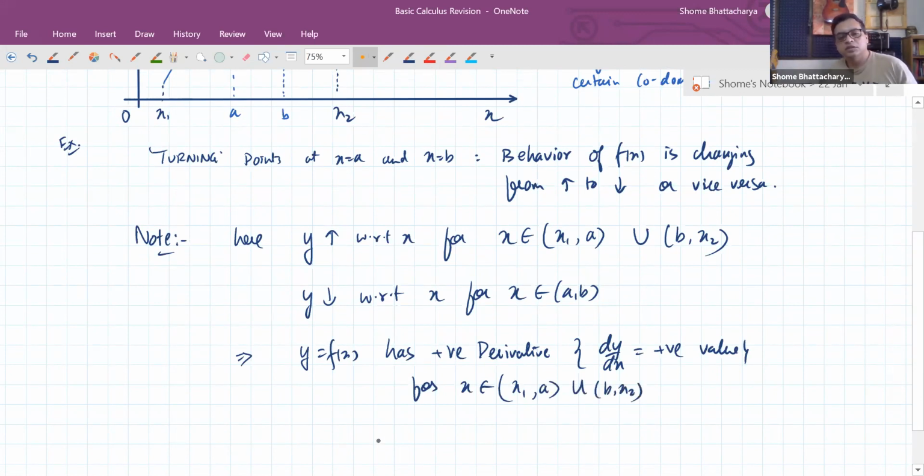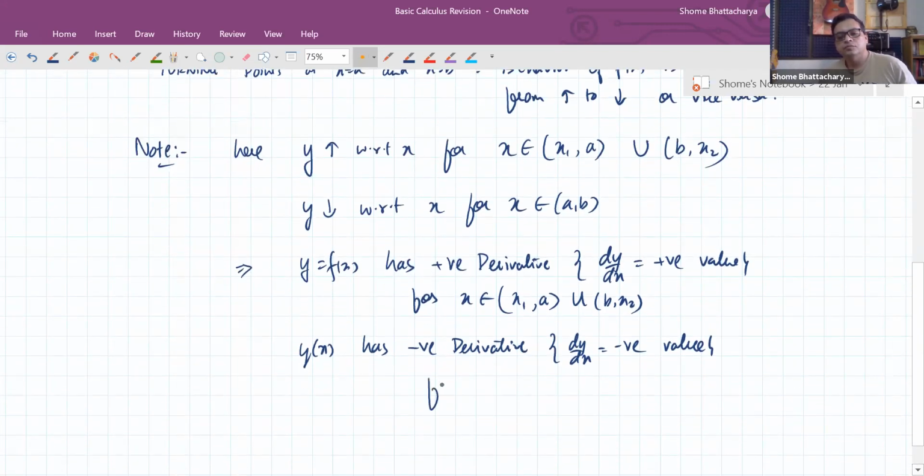Whereas the same function has a negative derivative, that is dy/dx will be negative in value for the part of the domain between a and b. So this is one way of understanding the application of derivative in context of behavior of the function, whether the function is increasing or decreasing. We can understand that by looking at the algebraic sign of the derivative.